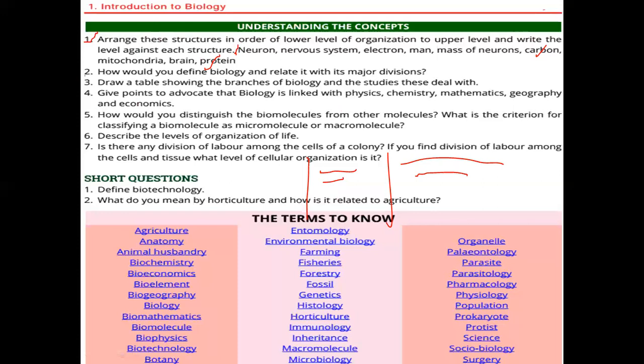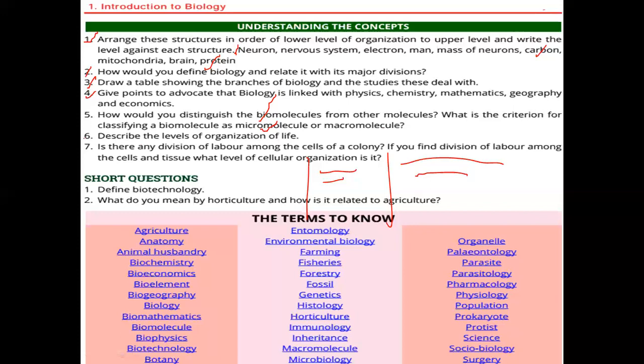The next one, we have seen this question number 2, question number 3, and question number 4 as well. Question number 5, how would you distinguish the biomolecules from other molecules? Like how the biomolecules are formed and what are these? What is the difference between biomolecules and other molecules? And what is the criterion for classifying a biomolecule as micromolecule or macromolecule? So first you will write about biomolecules and then you write how they are distinguished and classified into macro and micro molecules.